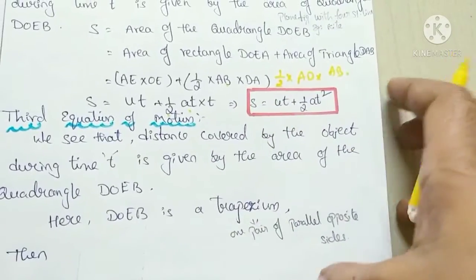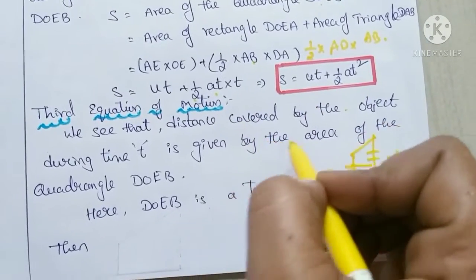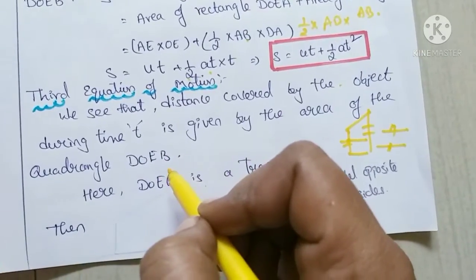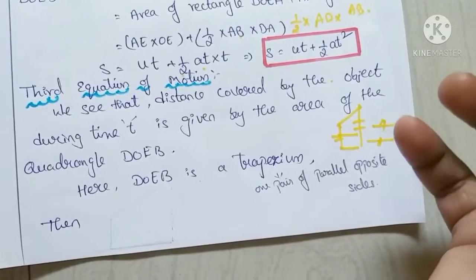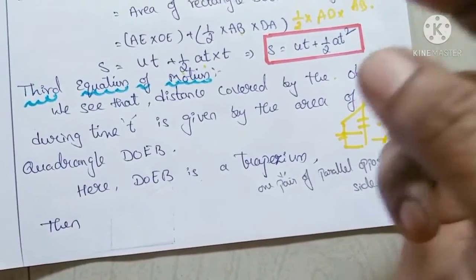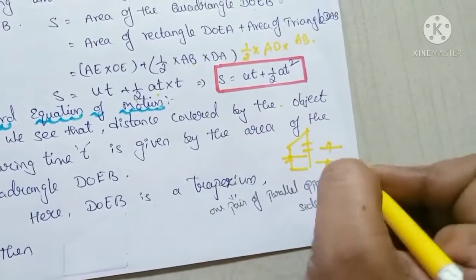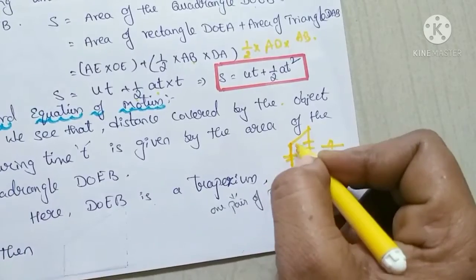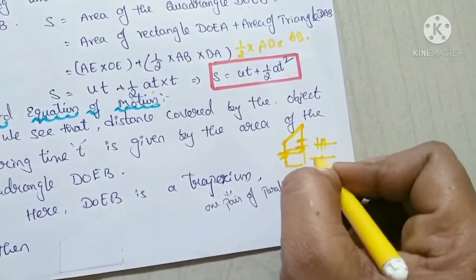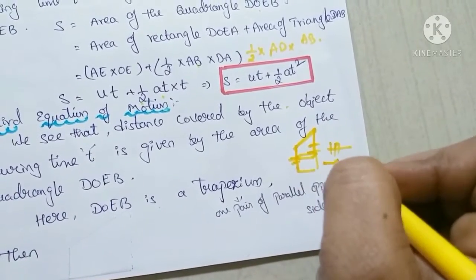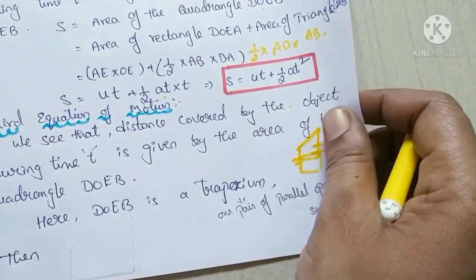Next we move on to the third equation of motion. In the third equation of motion, the distance covered by an object during the time t is given by the area of the quadrangle. Here we consider a trapezium. A trapezium has two parallel opposite sides; the lengths may or may not be equal, but the opposite sides are parallel. As we know, in a parallelogram the two parallel opposite sides are equal. The same thing we can consider as a trapezium also.